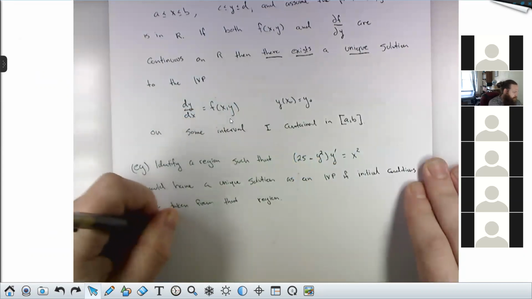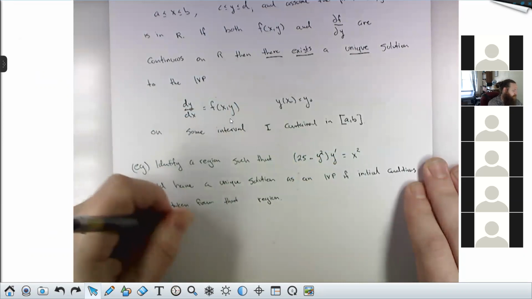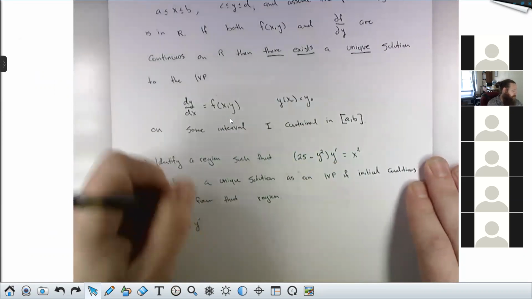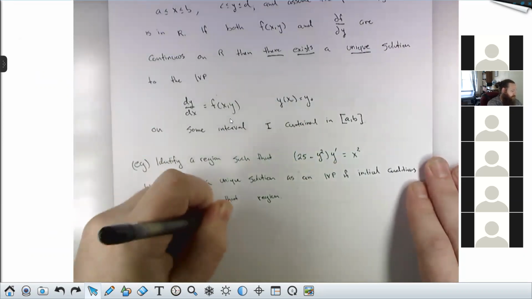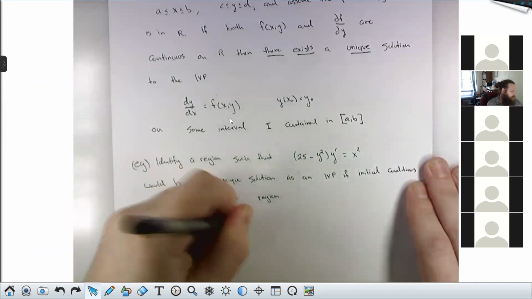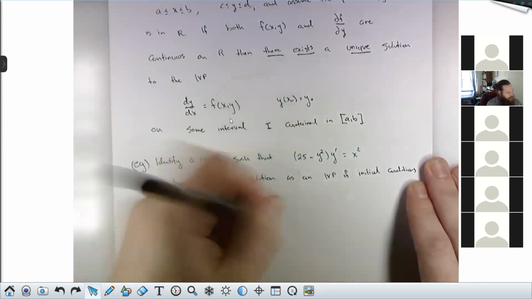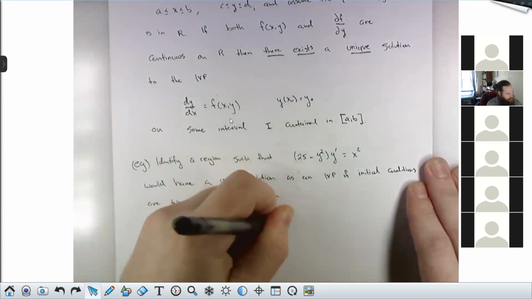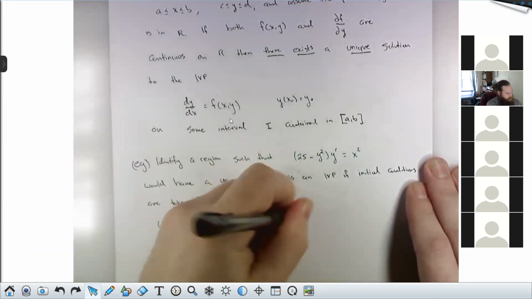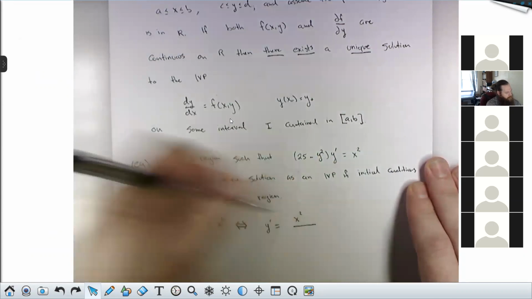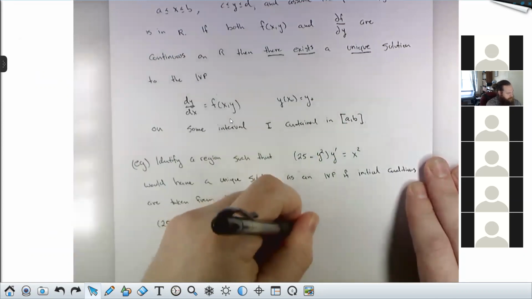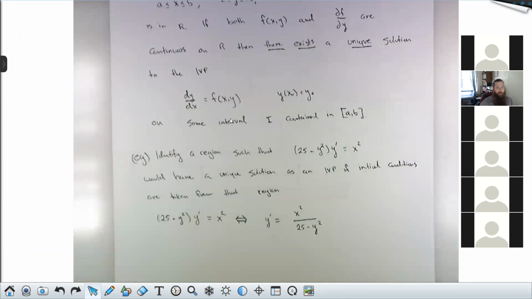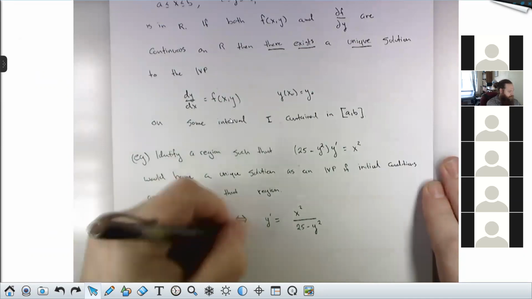So (25 minus y squared) times y prime equals x squared is equivalent to y prime equals x squared over 25 minus y squared. All right, or you could write that as dy/dx if you wanted to.